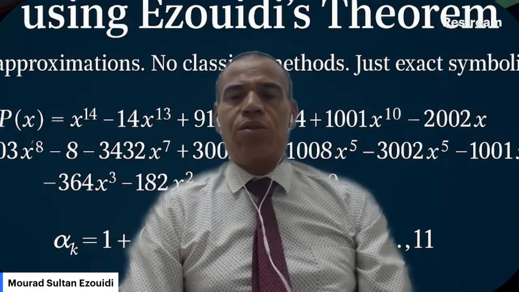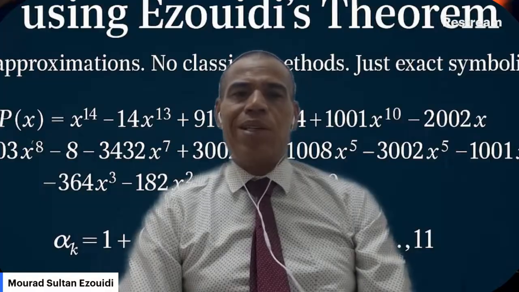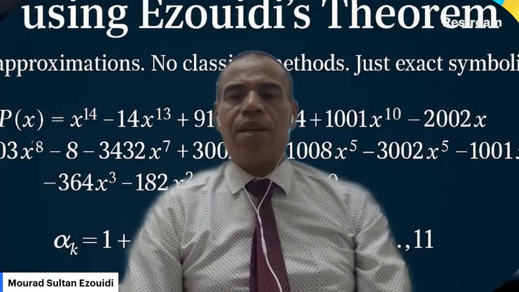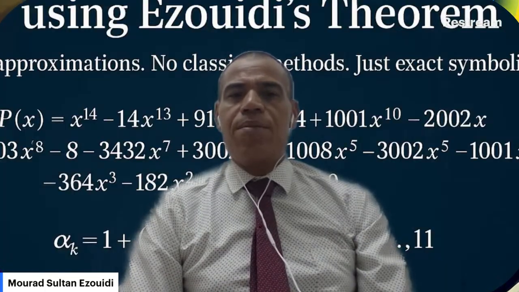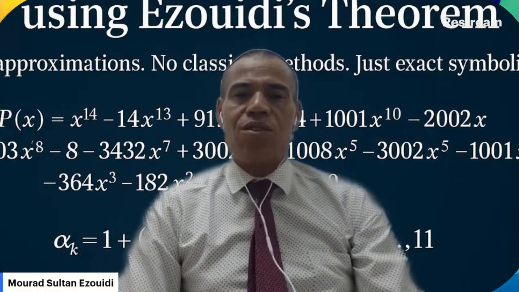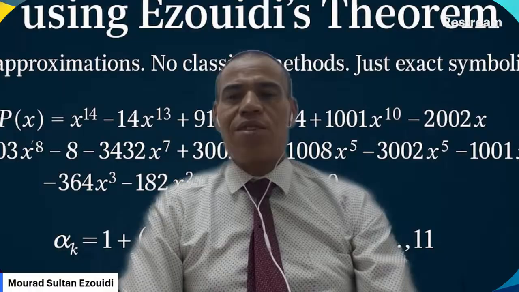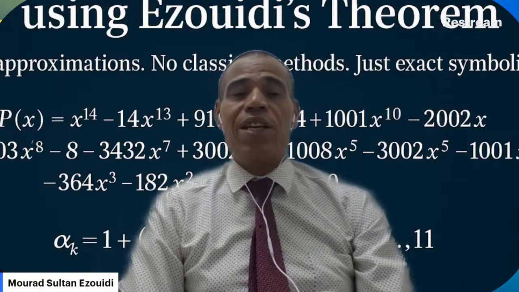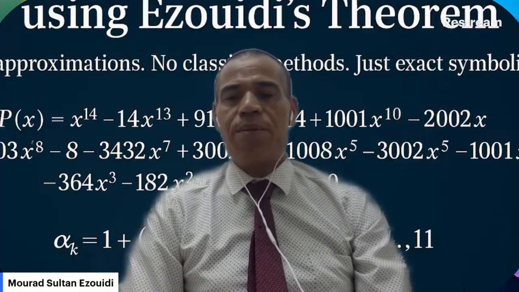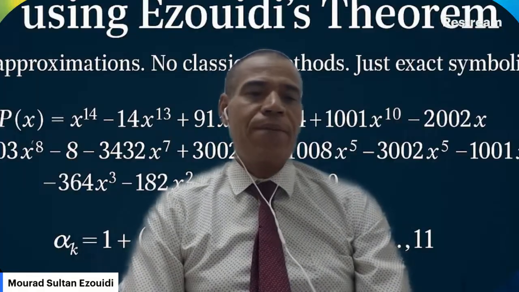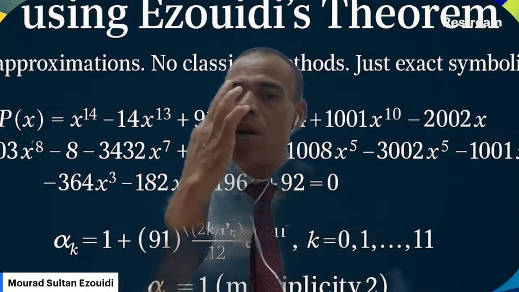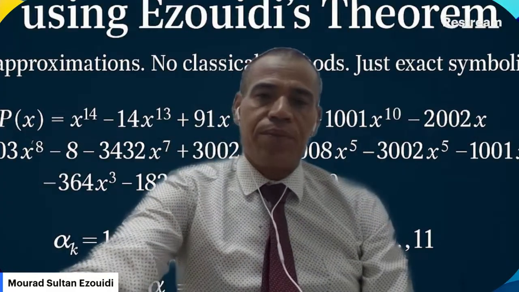Good night, everyone. Today we are going to explore a method that completely redefines how we solve high-degree polynomial equations. Ezouidi theorem. This method allows us to derive exact symbolic solutions for polynomials that traditionally pose significant challenges. We will be solving a degree 14 polynomial to demonstrate how this theorem works, and we will compare it with the classical numerical method to highlight the power of this approach.